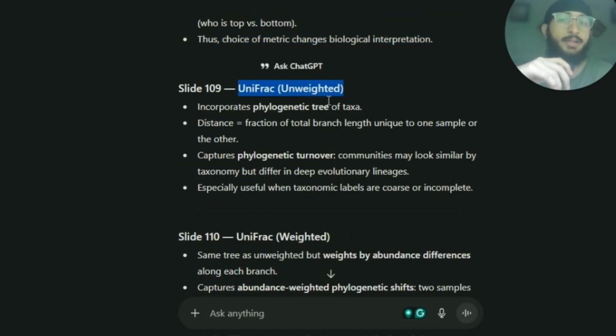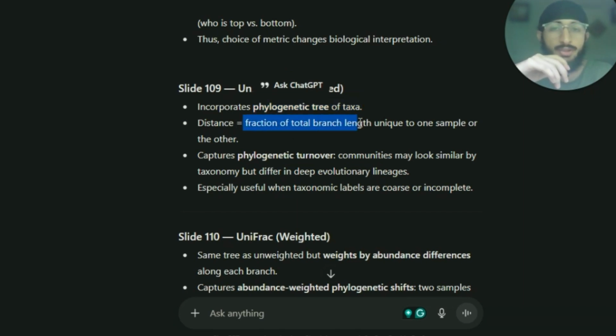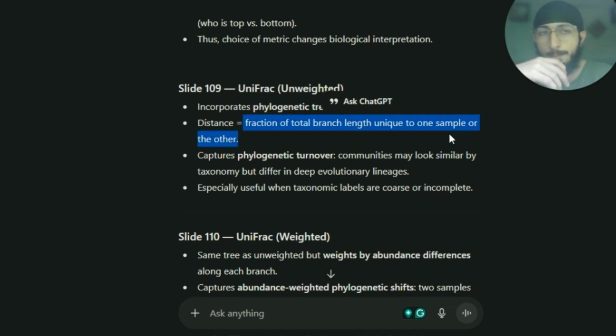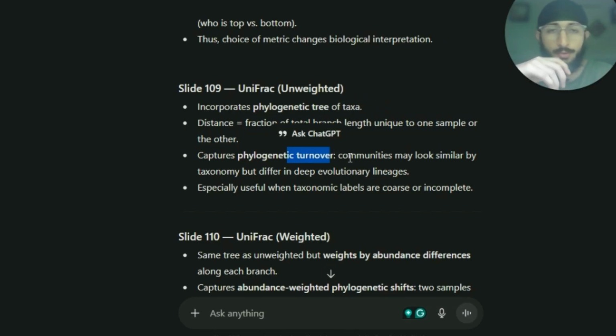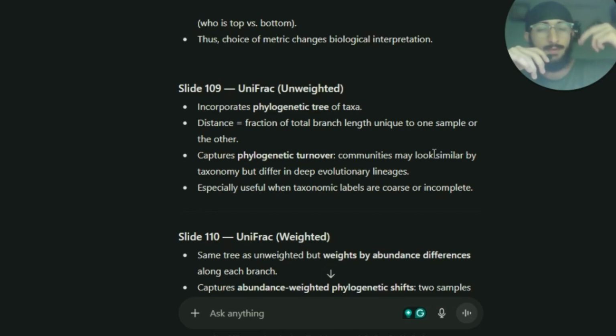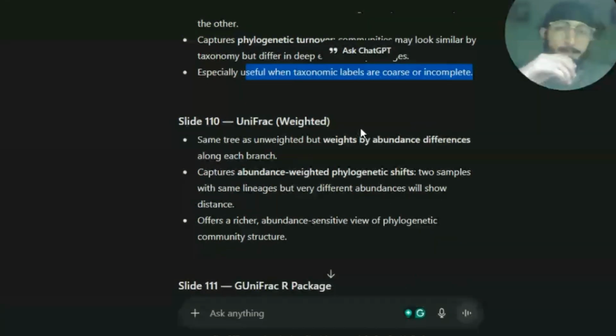Then we have unweighted UniFrac, which incorporates the phylogenetic tree of taxa, and the distance is the fraction of total branch length unique to one sample or the other. It captures phylogenetic turnover. Communities may look similar by taxonomy, but differ in deep evolutionary lineages. So this is phylogenetic turnover, that communities looking similar in taxonomy, but when we dive deep, we see that they differ in their evolutionary lineages. Especially useful when taxonomic labels are coarse or incomplete.